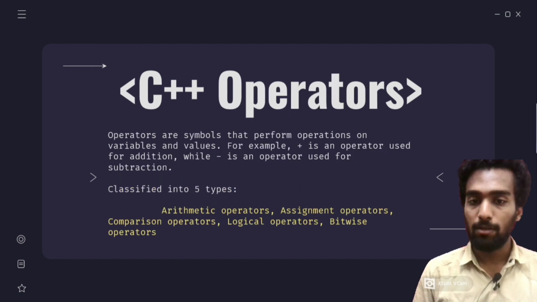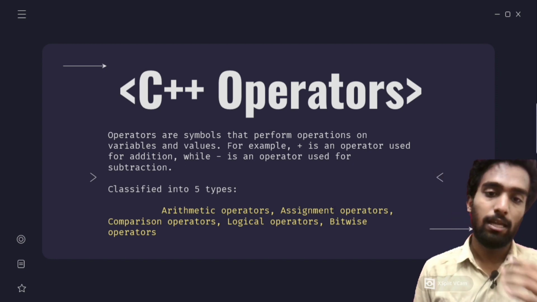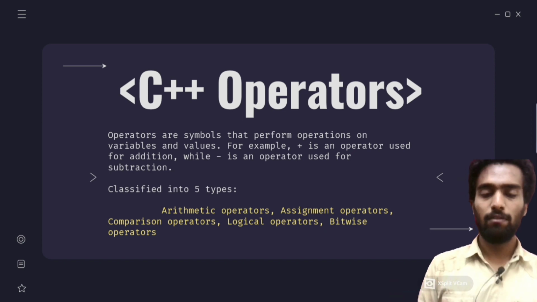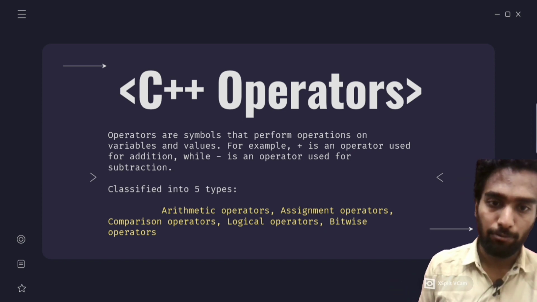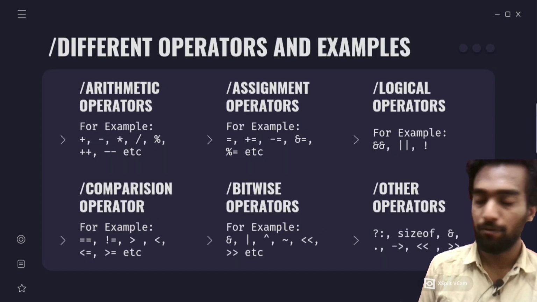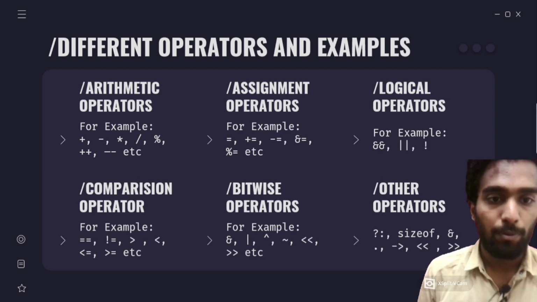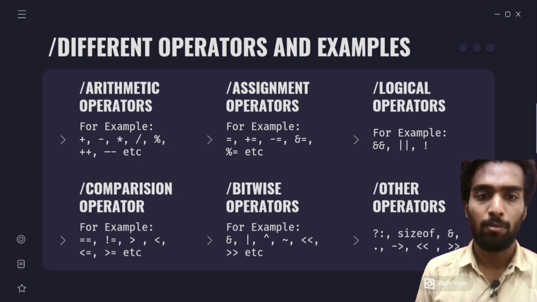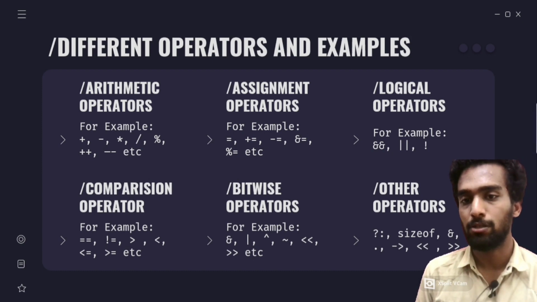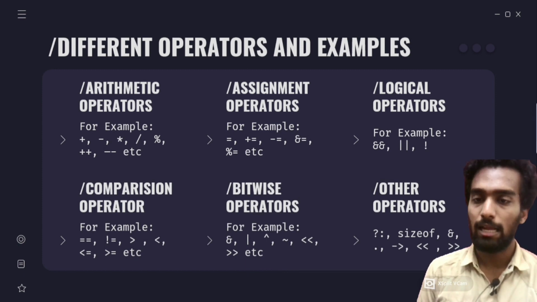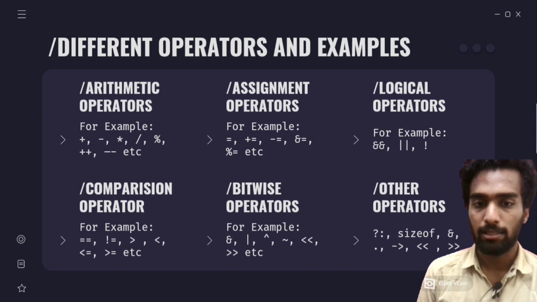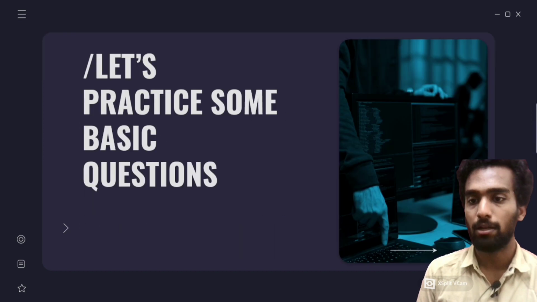C++ operators. There are multiple types of operators, as you will see: addition, subtraction. The same thing we can perform in the program as well. There are 5 types of operators: arithmetic, assignment, comparison, logical and bitwise operators. Arithmetic operators are plus, minus, multiplication, division, percentage, double plus, double minus, etc. Assignment operators: equals to, plus equals to, minus equals to, and so on. Logical, like double and, or. Comparison operators like equals to, not equals to, less than, greater than. Bitwise operators, and other operators are there.